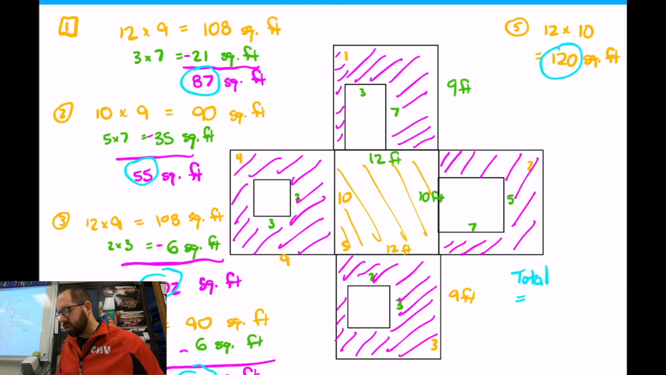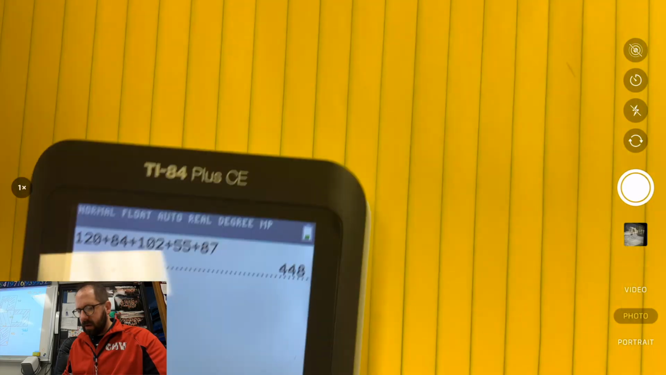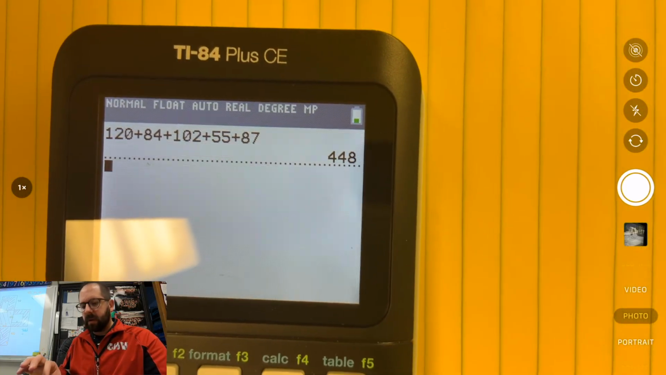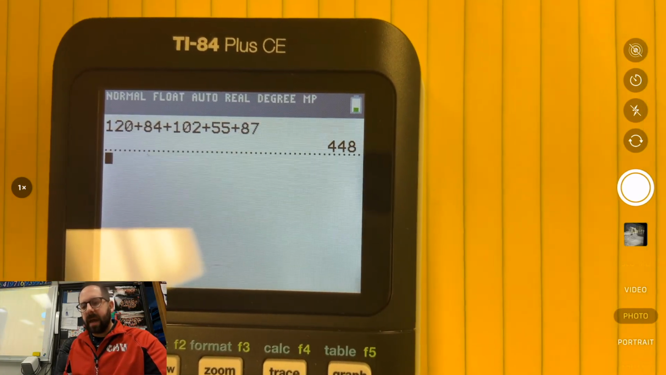So in fact, I'll just show you my little calculator here as I'm typing these in. All right, 120, the 84, the 102, the 55, and the 87. Let's see if I type those all in right. So here we go. Let's go to my calculator screen. All right, so we add them all up.